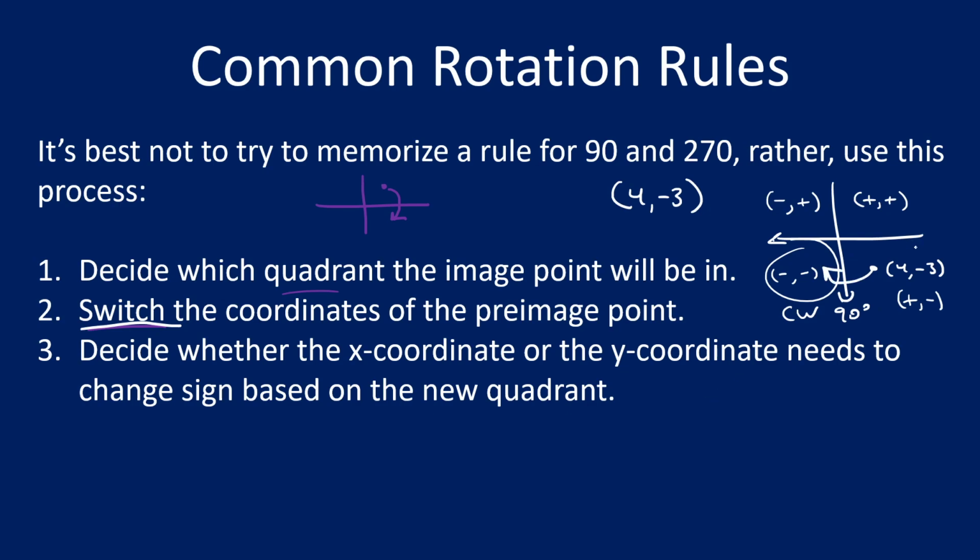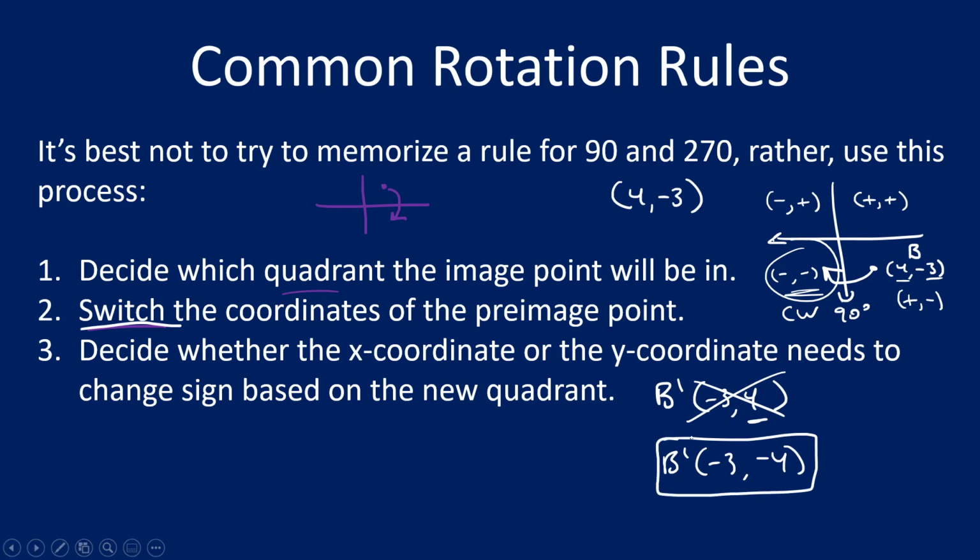So what do I do? If this is, let's just call it B, then B prime, I'm going to start by switching my coordinates. But if I did that, that wouldn't be right. (-3, 4) couldn't be in this quadrant because they both need to be negative. So I'm just going to change what I need to fix. And that's going to work. So very simply, figure out where you're going to be, switch the numbers, and then just change what you need to be negative or positive based on the quadrant you're in, and that will always work.